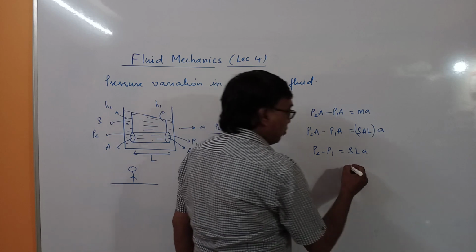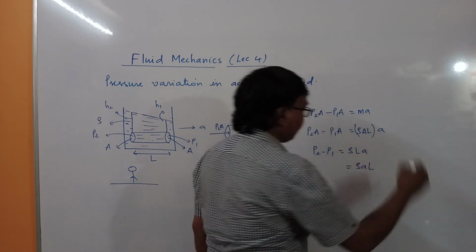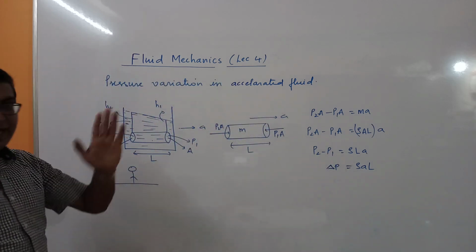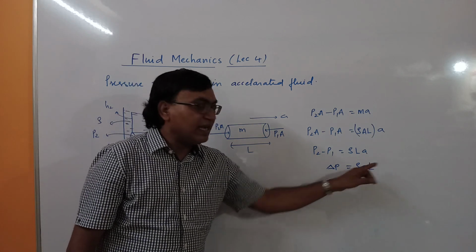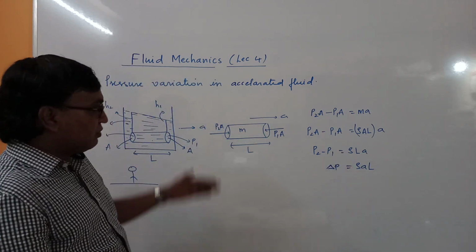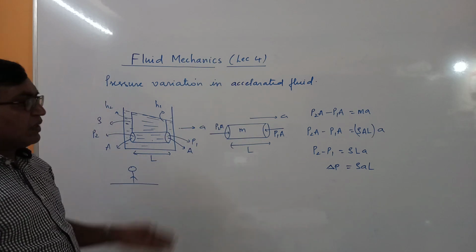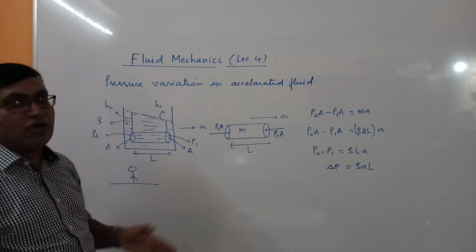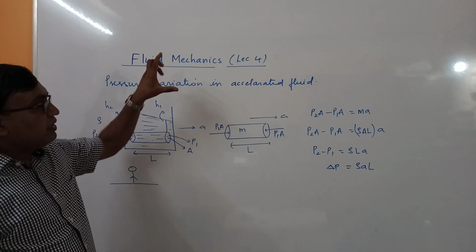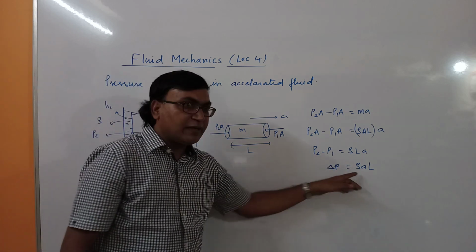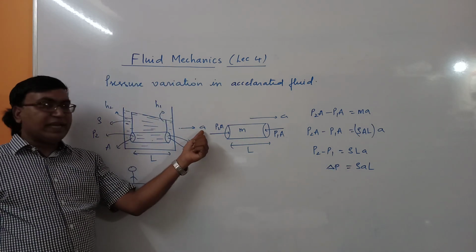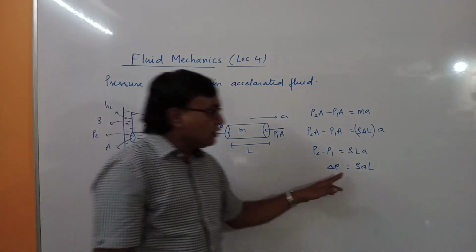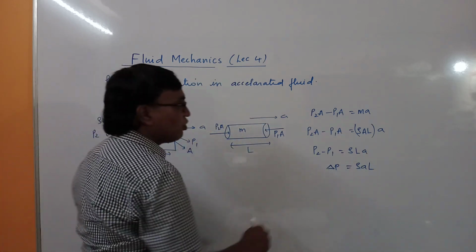Rho AL, rho gH, rho AL. So the difference in pressure between these 2 points along the horizontal direction is rho AL, where A is the acceleration. Now this is analogous to the vertical case, where we got rho gH. The acceleration along the vertical direction was g and the difference in levels was H. Here the acceleration along the horizontal direction is A and the difference in levels along the horizontal line is L. So the difference in pressure between these 2 points is rho AL.